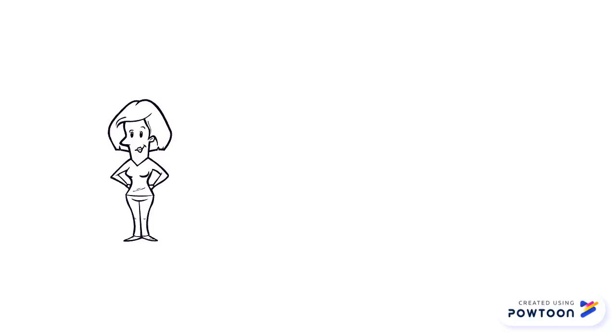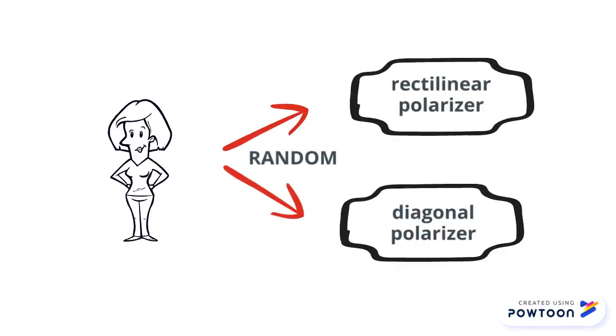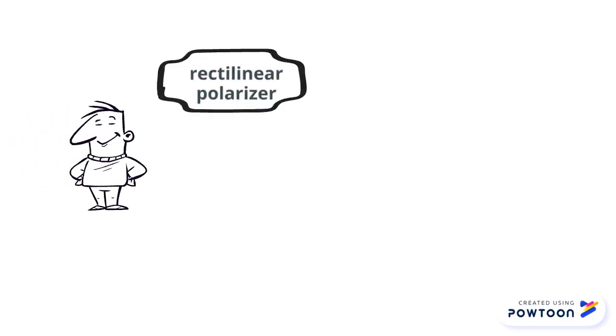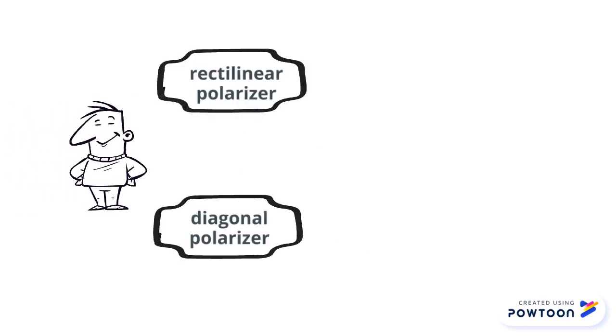Bob faces the same problem as Alice and must also randomly choose rectilinear or diagonal for each photon. However, half the time he will choose the wrong polarizer. But assume Bob uses a rectilinear polarizer on a diagonal photon.